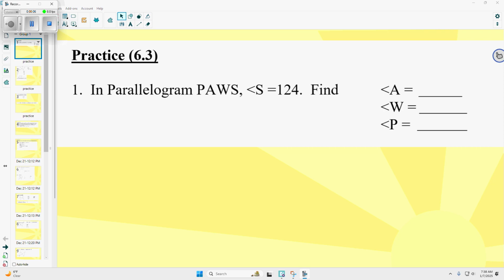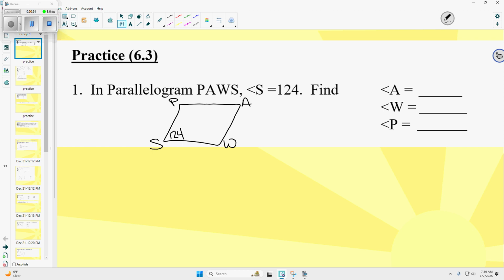All right. Number one, we got parallelogram PAWS. S is 124, and we got to find the other angles. What do we know about the angles in a parallelogram? We have two different rules that go with it. Give me one fact about angles in a parallelogram. What do you know about the opposite angles in a parallelogram? They're congruent. What do we know about angles that are next to each other in a parallelogram?